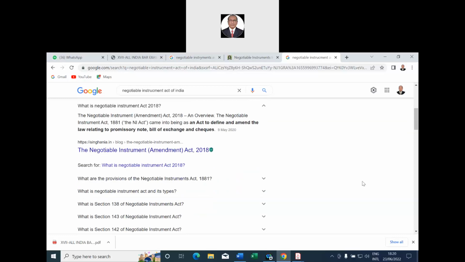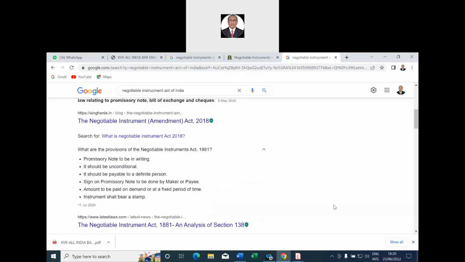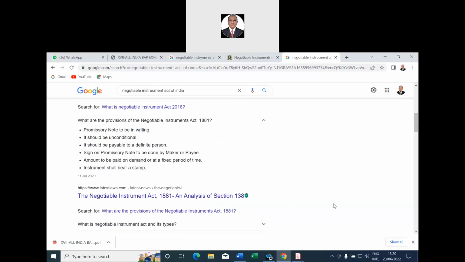What are the provisions of the Negotiable Instruments Act 1881? So how many have they given? In the negotiable instruments, how many types of instruments are there? Anyone? It's 5. What are they?